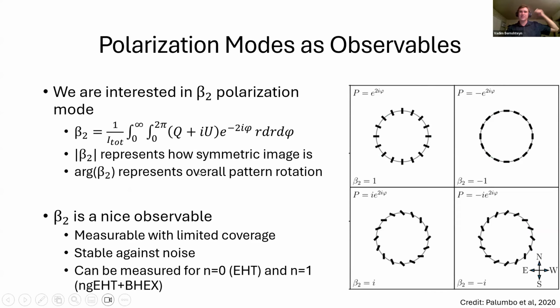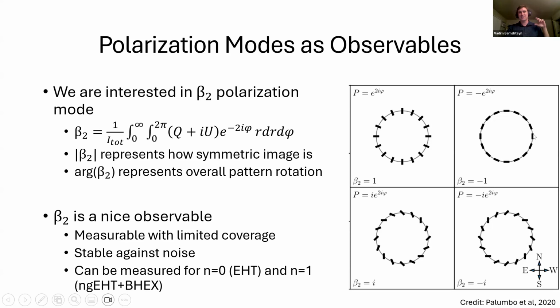It's a complex number. We do not consider it as a function of radius. We collapse all the radial structure into one number. The magnitude of beta-2 shows how symmetric the pattern is. Because our models are very symmetric by nature, the magnitude of beta-2 is always 1. So what we are actually interested in is the argument of beta-2.